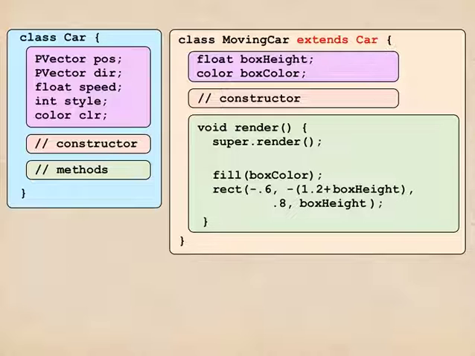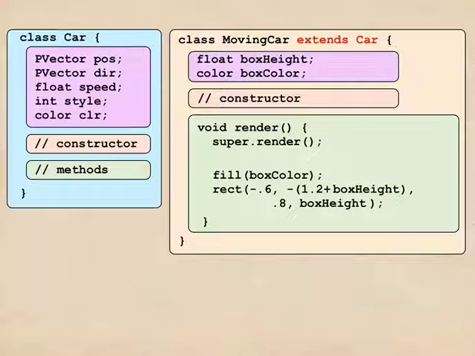Now here's the key thing. Where does box color come from? Well, if you look through moving car, you see we are defining it in moving car. So box color is an instance variable of every moving car. So there's nothing ambiguous about this. And of course, we saved box color when we called the moving car constructor.